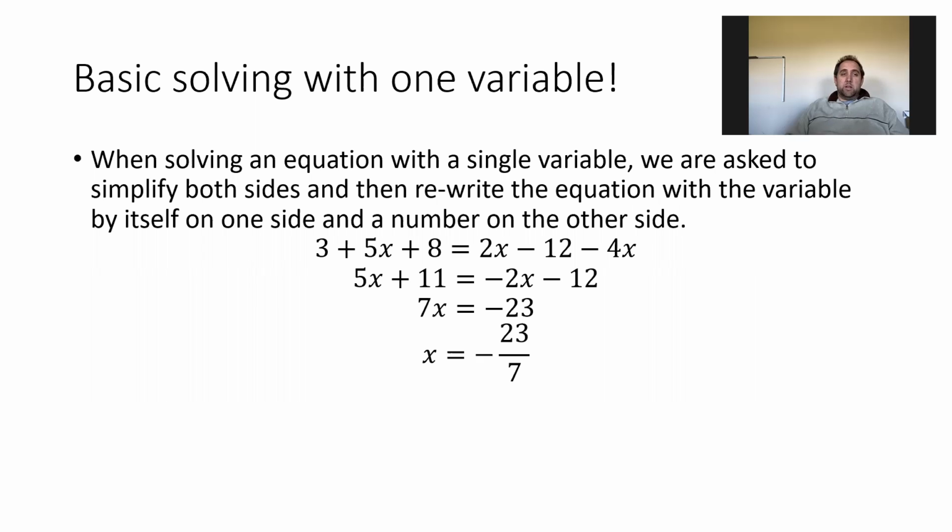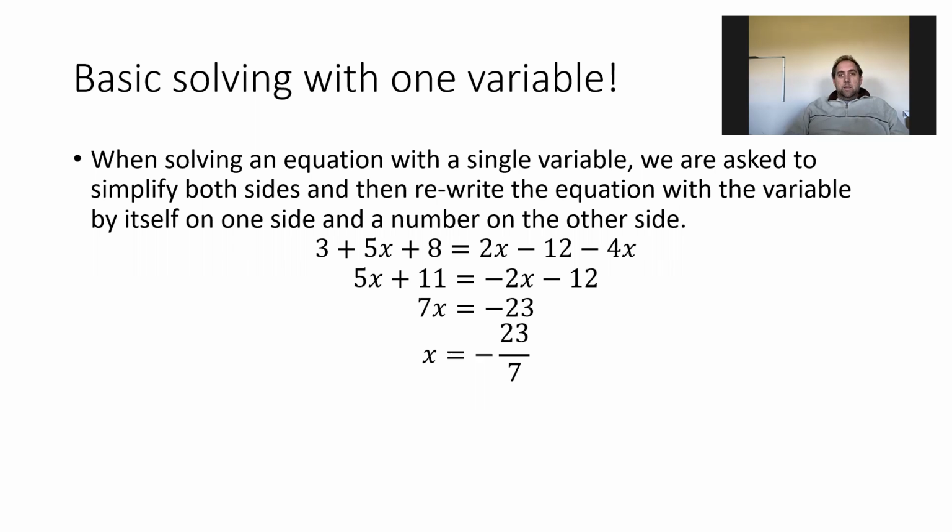When solving an equation with one variable, we're asked to simplify both sides and rewrite the equation as a variable by itself on one side and a number on the other side. So in this case, let's first simplify. If you notice, we can combine the 3 and the 5 on the left to 11, and we combine the 2x and the negative 4x, you get negative 2x on the right.